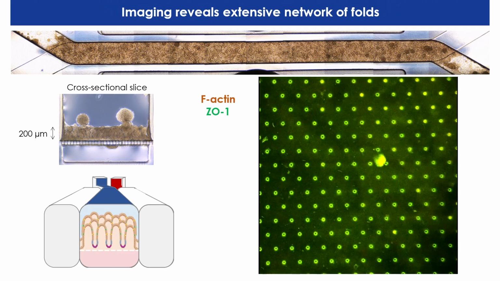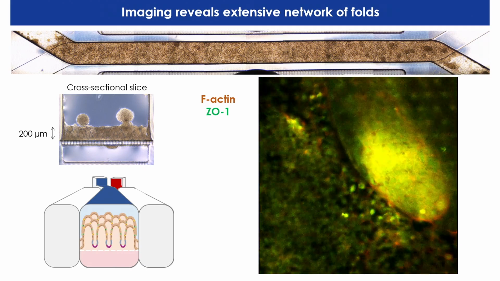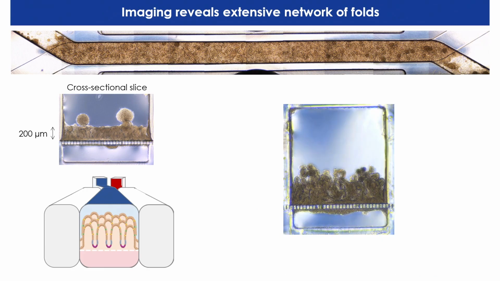And that you can see here. And then to our surprise, we also detected cells just underneath the membrane in the bottom channel, even though we only see the cells in the top channel. And indeed, when making this cross-sectional slice, we saw that there was quite a thick layer of cells present just underneath the membrane in the bottom channel, as you can see here.